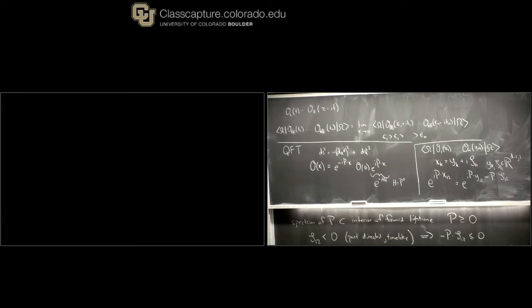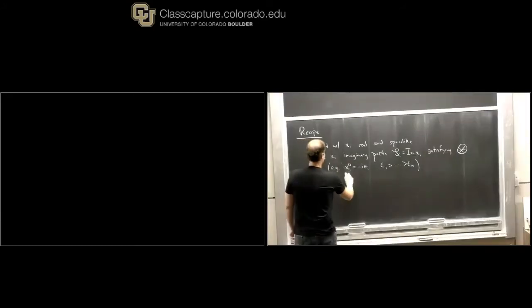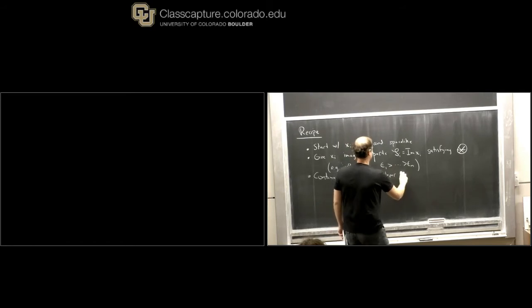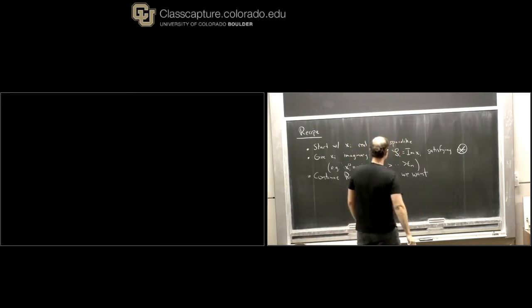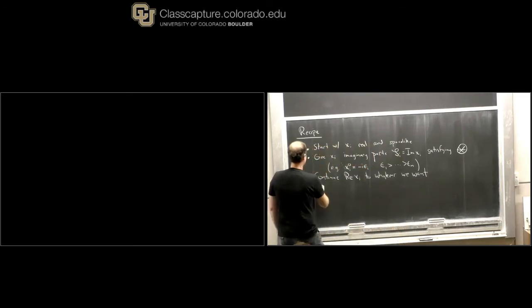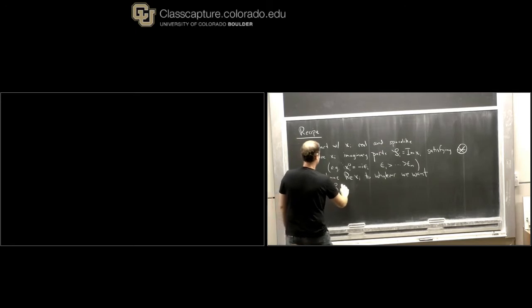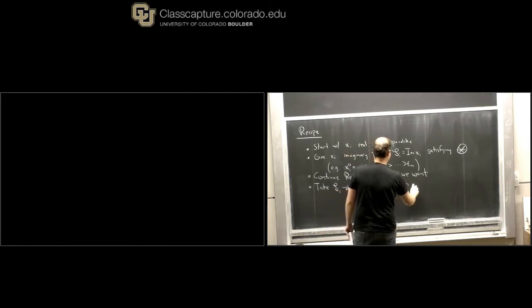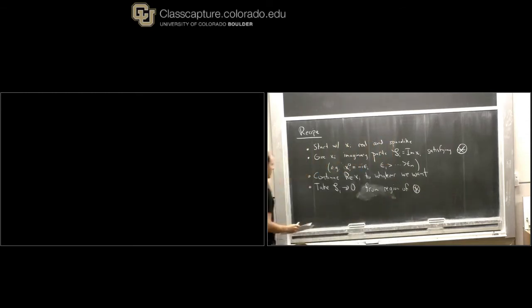Okay, and so now we continue the real parts to whatever we want. And then finally, take the imaginary parts to 0, from the region of holomorphicity. Okay? So that's the prescription, and it's really just the same prescription that we had in quantum mechanics, souped up a little bit. Okay? Any questions?